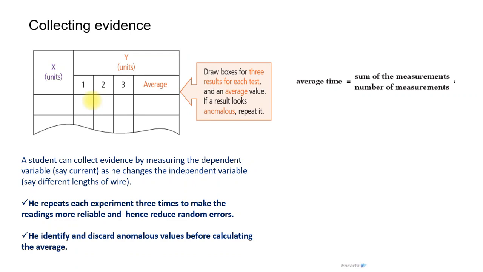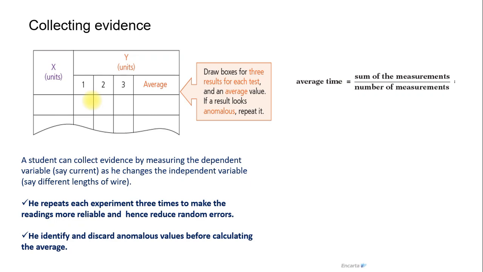Now, one reason for repeating the measurement is to make the result more reliable and reduce random error. Random errors are errors that are caused by human factors. So by carrying out the experiment several times, you likely reduce this kind of error.